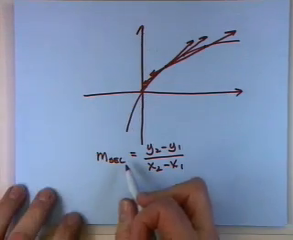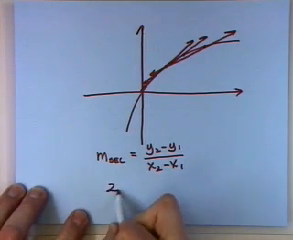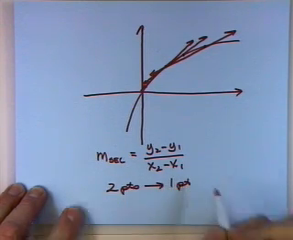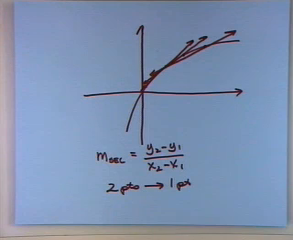So we start with the slope of the secant. We let our 2 points get closer and closer together till they are, for all practical purposes, 1 point. And then we no longer have the slope of a secant. We have the slope of a tangent.